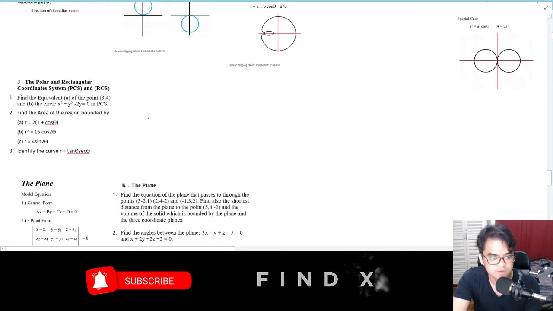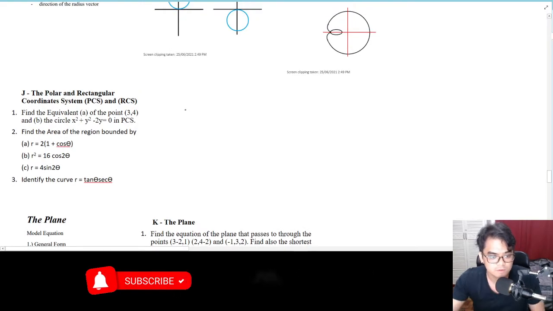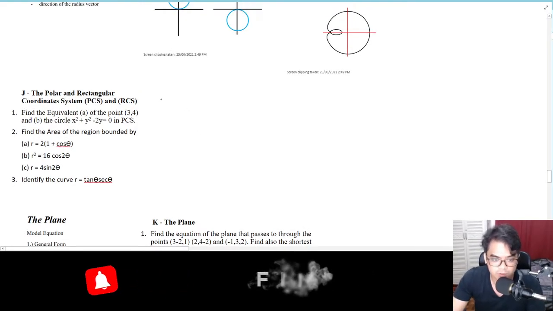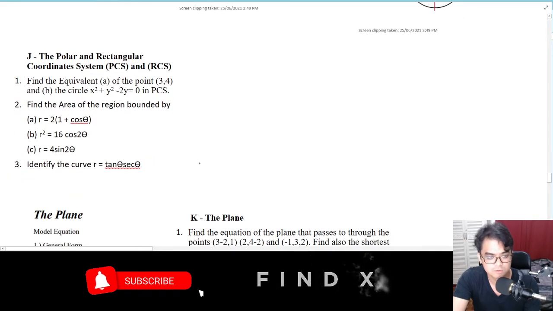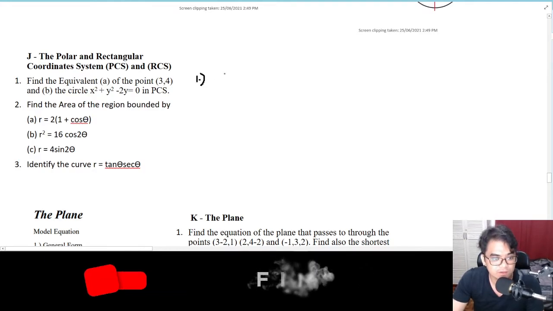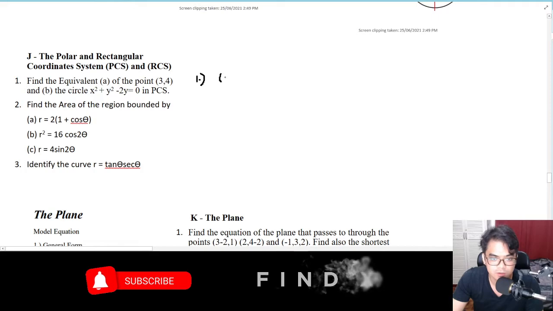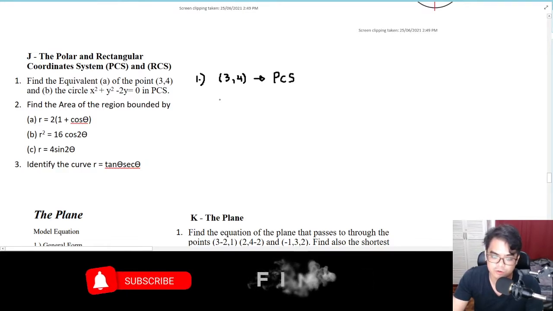So let's try some problems here. For number 1, this is actually an easy one. Find the equivalent of the point (3, 4). You have to convert it into polar coordinates.